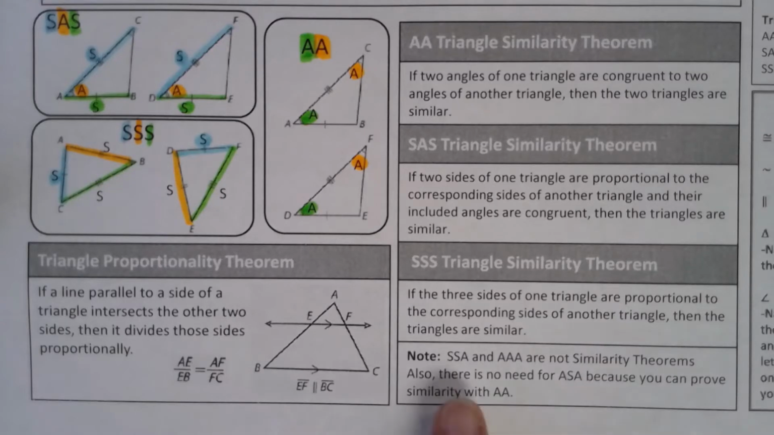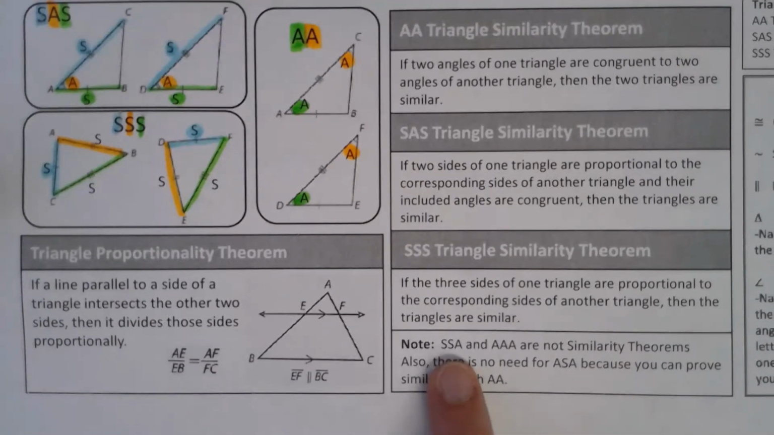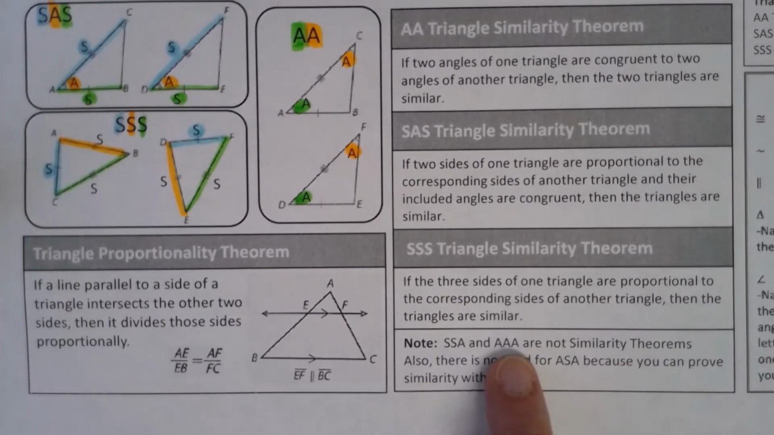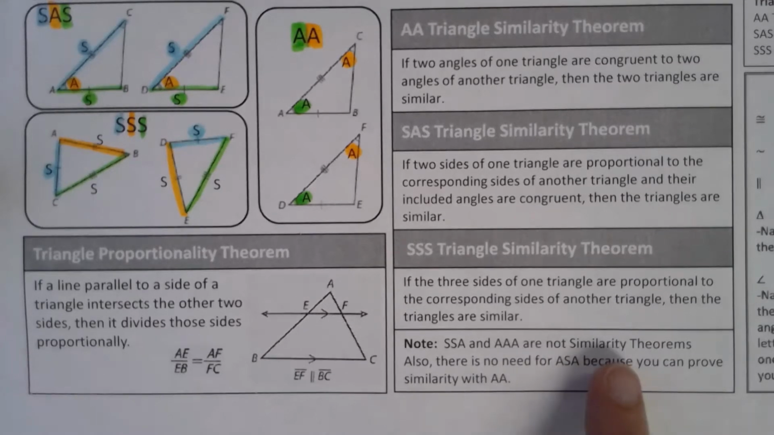Some notes: we cannot prove similarity with side, side, angle, or if you even read that in the other direction, angle, side, side. That's a no-no word. We also don't need angle, angle, angle, so those are not similarity theorems. There's no need for angle, side, angle.